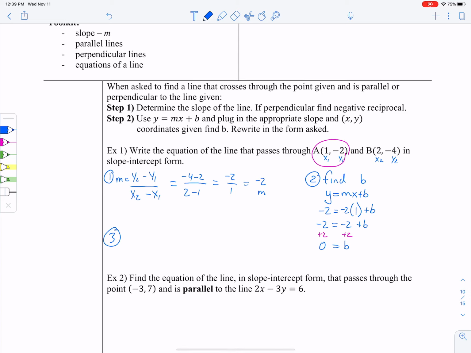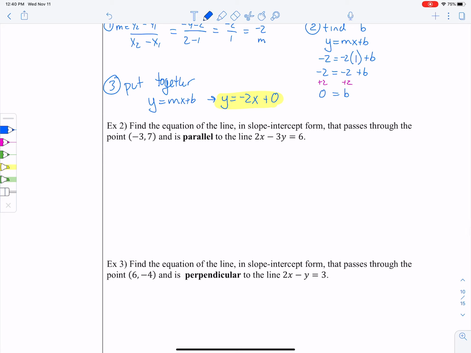So my step 3 is to put it together. Okay, so I have y = mx + b, and I want to put my numbers in. So my m is negative 2, x, and b is 0. So this is my final answer: y = -2x + 0. Okay.